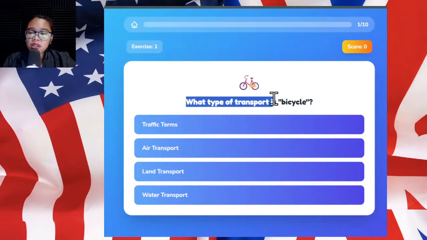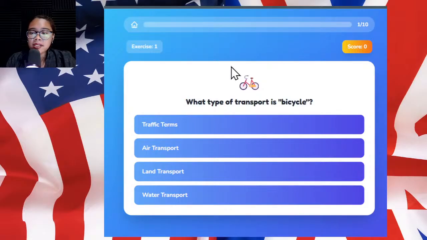What type of transport is bicycle? Oh, bicycle is this one. The one you can see here, that is the bicycle. Now, what type of transport is bicycle? What do you think is bicycle?